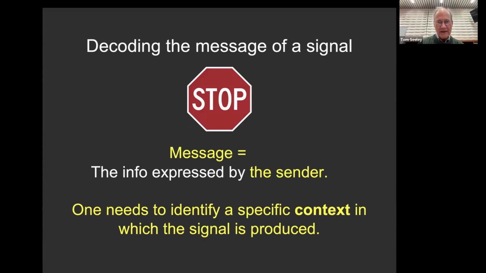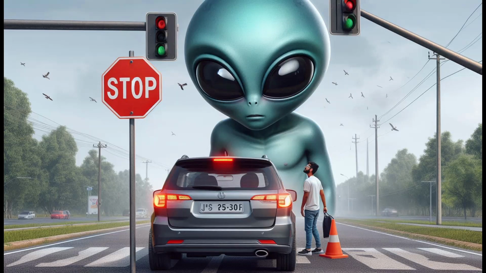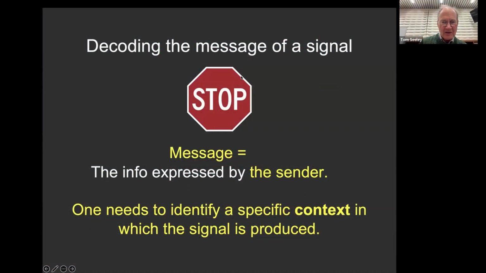a human being wants to decode the message of a signal produced by some other creature other than a human being, we have to identify a specific context in which the signal is produced. Like, imagine, for example, you were a Martian and you came down to planet Earth and you saw people in these little metal boxes that had wheels on the bottom. And whenever one of those little metal boxes with wheels with the earthlings inside it came up to a thing that looks like this, the little car, you might call it, stopped moving. And so that Martian could figure out, oh, that sign is a stop sign. The information that's in that sign is a signal to stop at this sign.